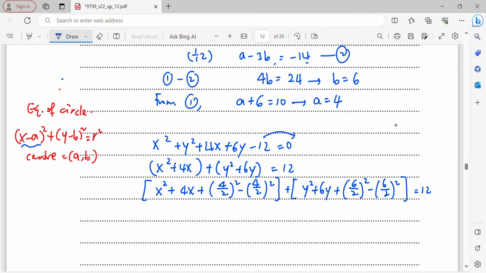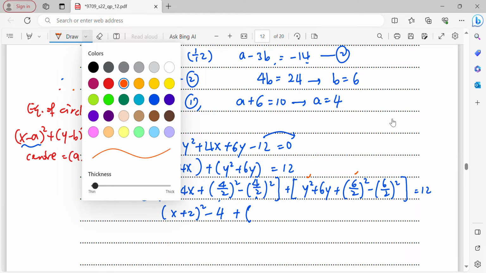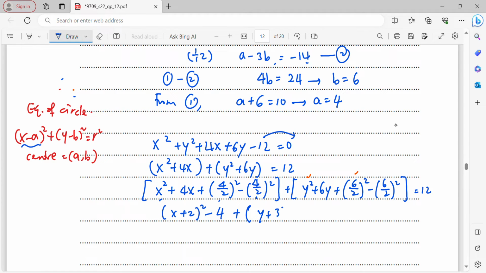Then from here, I will group the first and last term, it will be (x plus 2) squared. Then minus, I know that 2 squared is 4, so minus 4, plus, now for the y it is the same, group the first and last term, so you will get (y plus 3) squared, because 6 over 2 is 3, then here is going to be minus 3 squared, so minus 9, equals to 12. Then I will get (x plus 2) squared plus (y plus 3) squared, so minus 4 and minus 9 is minus 13. You move to the other side, equals to 25.